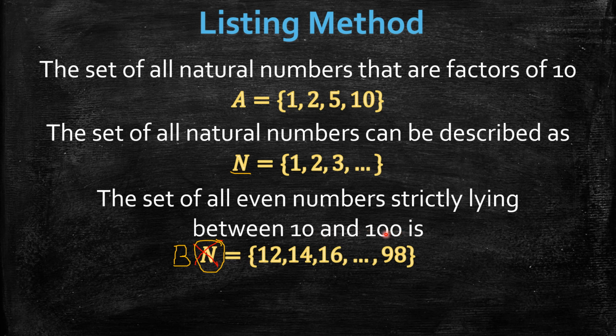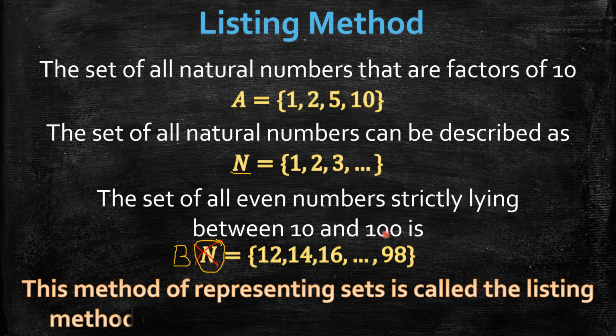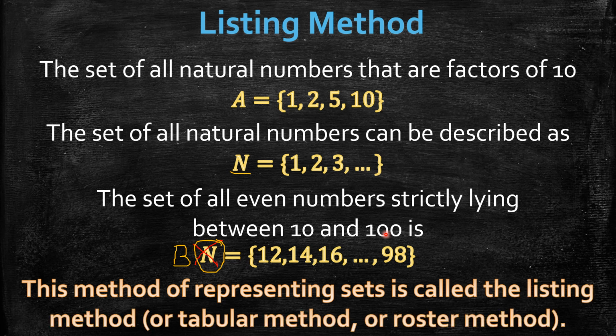So I am writing a definition. This method of representing a set is called the listing method, or you can also say tabular method or roster method. Now let's learn about the property method.